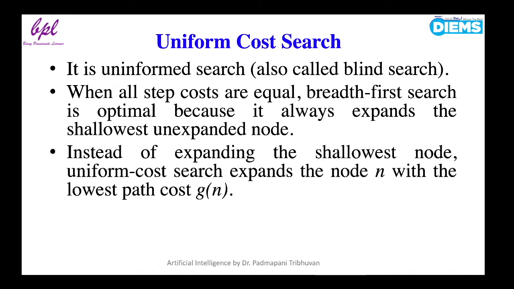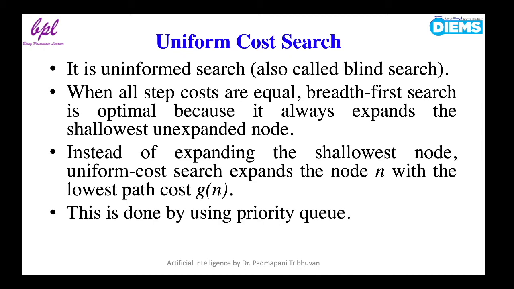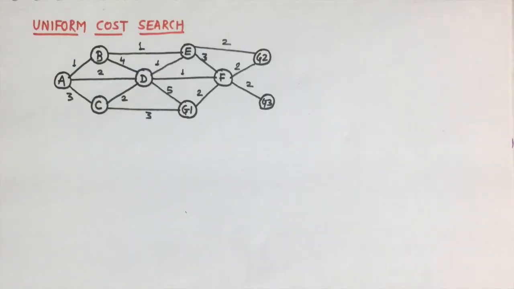Instead of expanding the shallowest node like BFS, Uniform Cost Search algorithm expands the node n with the lowest path cost g of n. This is done by using the priority queue data structure. In priority queue, the element which has the highest priority is popped or dequeued first from the queue. So to understand how this algorithm works, we will see one example.